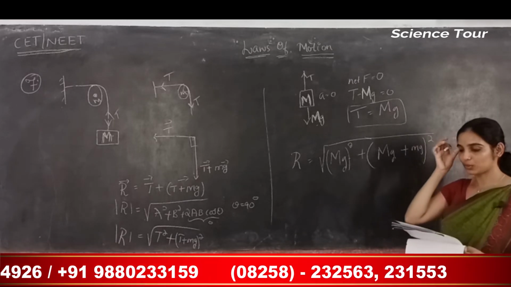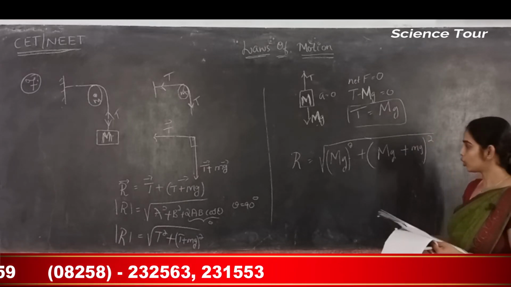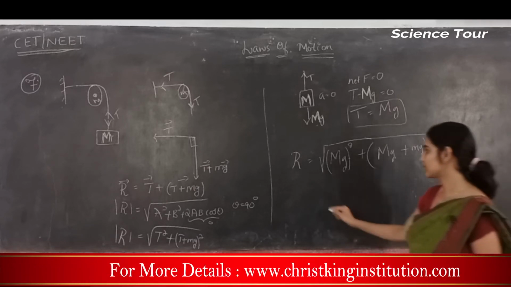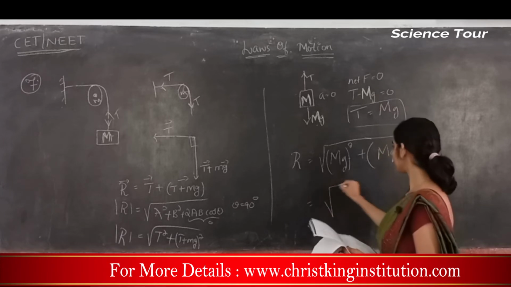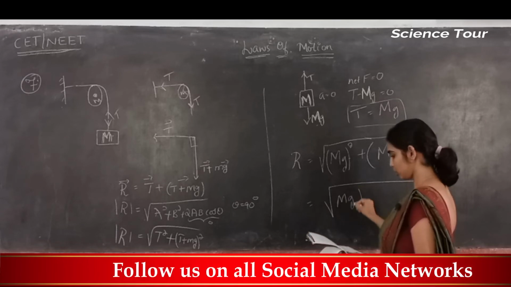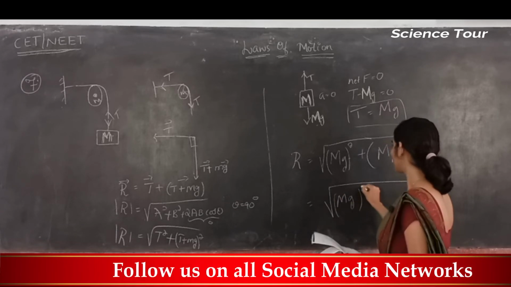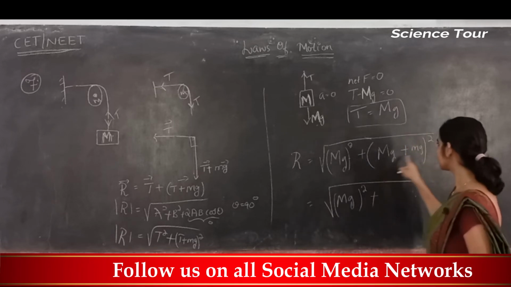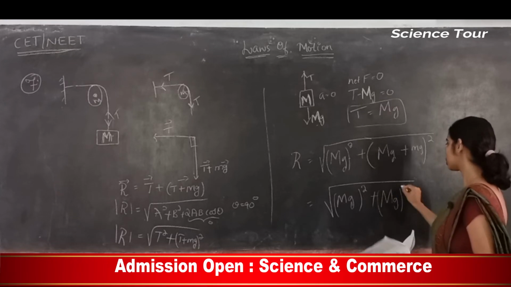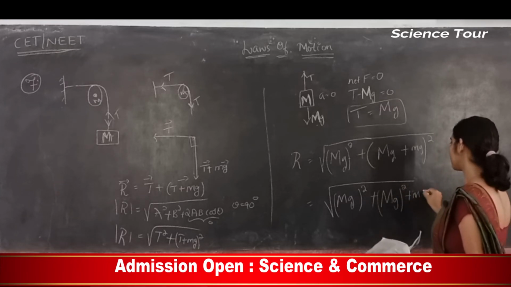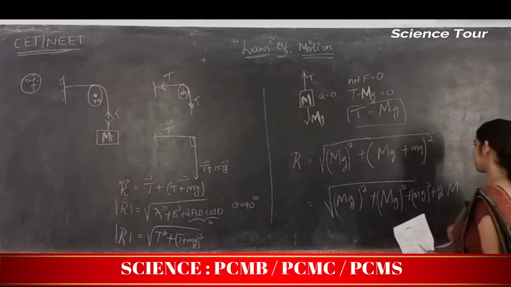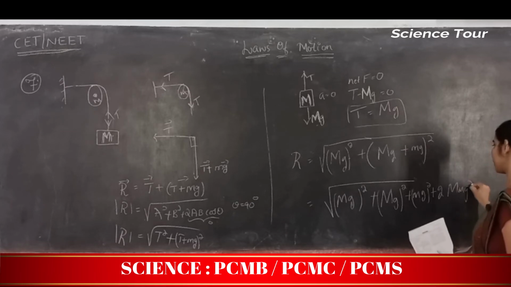Correct? Do we have that option? So yes. Now let's try to simplify this. Square root of (m into g) whole square plus this, expand this: (m into g) whole square plus (m into g) whole square plus 2 into m into g square.